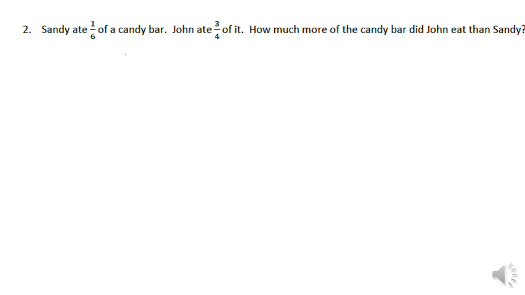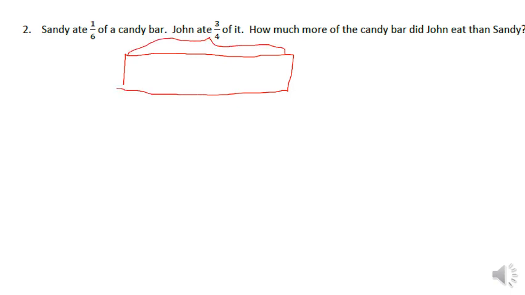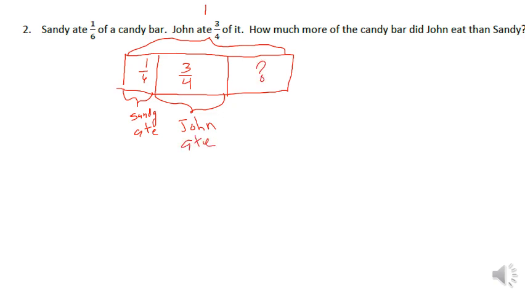Okay, so let's draw something first to make sure we understand what's going on here. Here's our candy bar. And this is one whole candy bar. And it says Sandy ate 1/6. And then it says that John ate 3/4. So this here would actually be what was left.